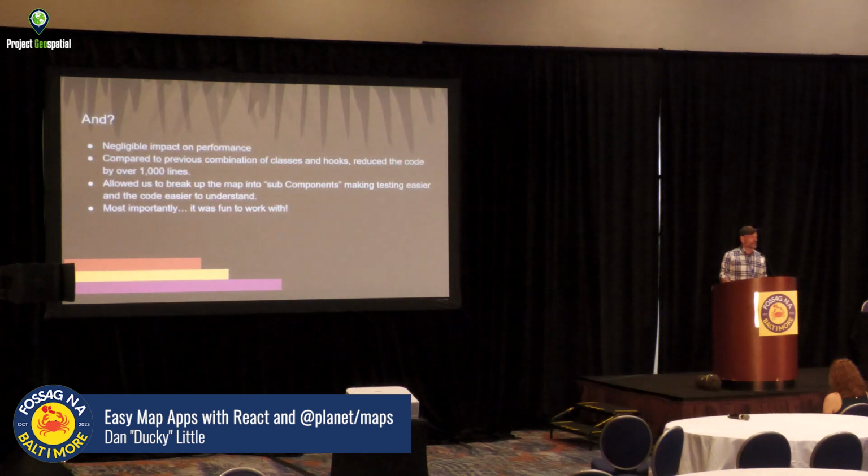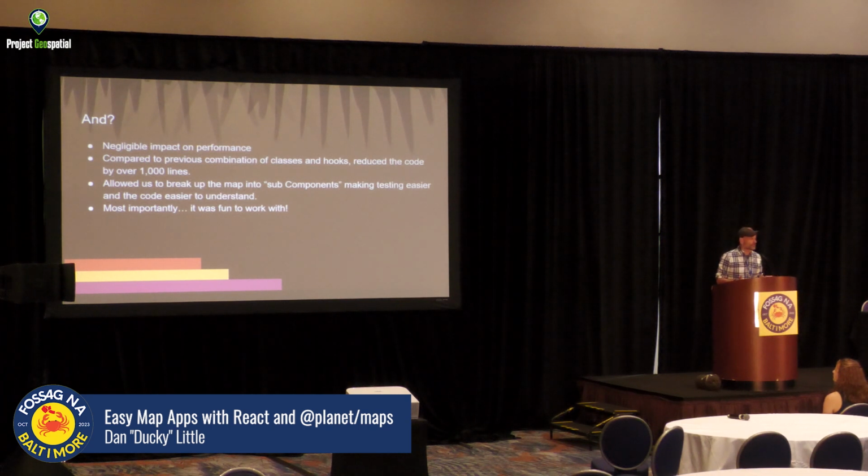So how did it go when we ported Planet Explorer over? Well, there was a negligible impact on performance. In fact, we were able to sort of do the Pepsi challenge on this, and no one could really tell the difference visually or in terms of performance. However, because of all of the complicated React code we had, a mixture of classes and hooks and some Redux reducers, collapsing this down using Planet Maps allowed us to remove roughly 1,000 lines of code.